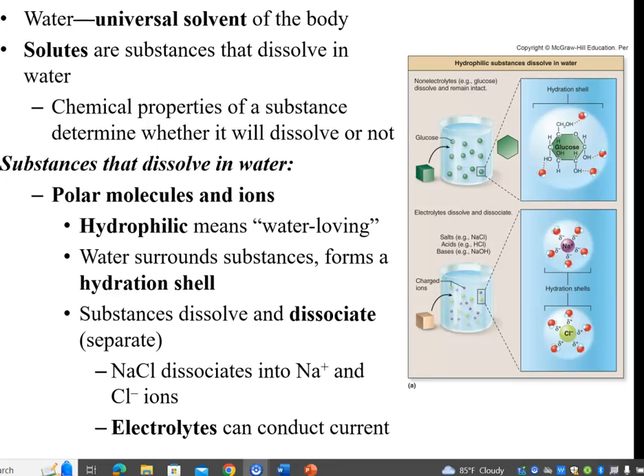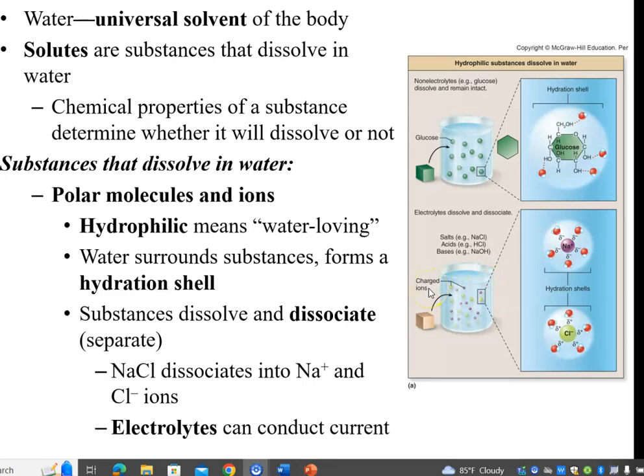Substances that dissolve in water are polar molecules and ions. They're both hydrophilic, which means water-loving, and the water surrounds the substances and forms a hydration shell. So you can see right here is glucose, and it's got those hydrogen bonds from water surrounding it, and you see how water creates a shell around the molecule. This is a hydration shell. You also see hydration shells with ions. Note that these are not hydrogen bonds. This is just electrostatic attraction.